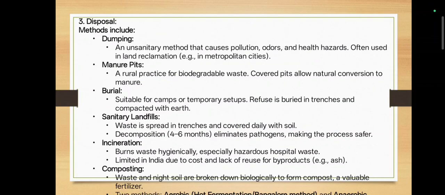Disposal methods range from dumping and burial to sanitary landfills, incineration, and composting. Sanitary landfills are safer as waste is covered daily with soil, eliminating pathogens. Composting converts biodegradable waste into valuable fertilizer, while incineration is used for hazardous hospital waste.